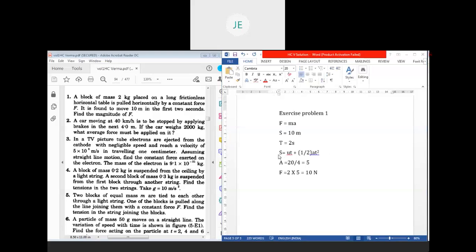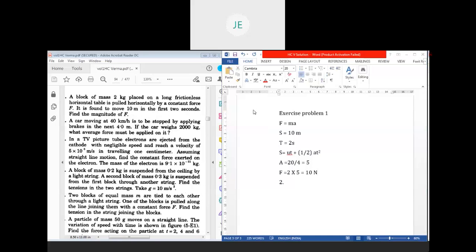Using the second equation of motion, s is equal to ut plus half at square: u is 0, t is 2 seconds, s is 10 meters as given, and a you have to find out. From there, acceleration comes to 5 meter per second square, and force is mass into acceleration, 2 into 5, so 10 Newton is the answer.